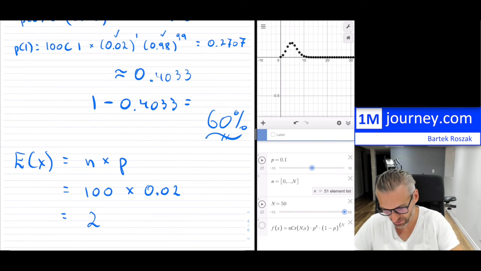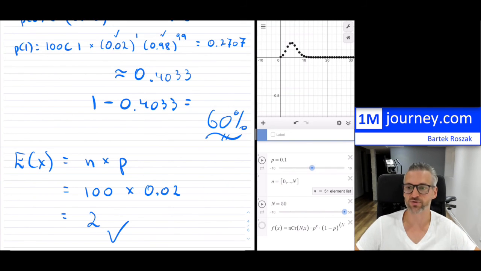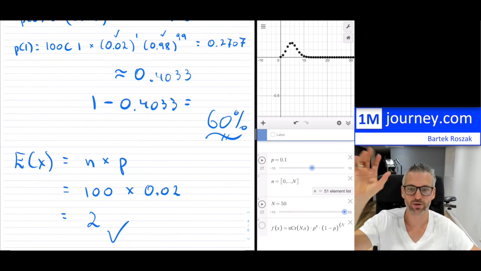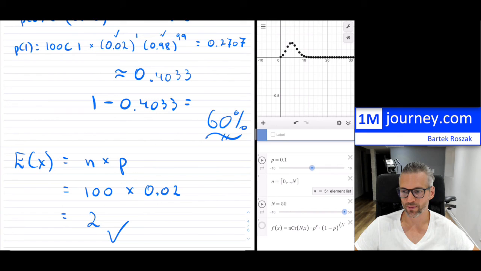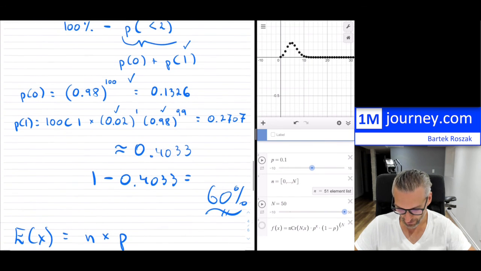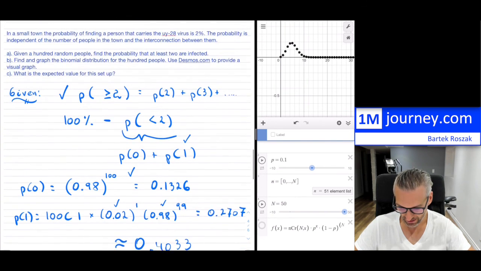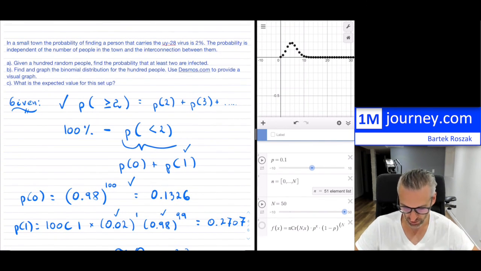That would have been the expectation that we would find within 100 people, at least on average, right? It doesn't mean that we're always going to find that, but on average, every time we would sample 100 people, picking them at random, our expected value would have been 2 that are actually infected. So this was a great example for probability. It ties into binomial distribution, and Desmos is amazing for graphing these different things.